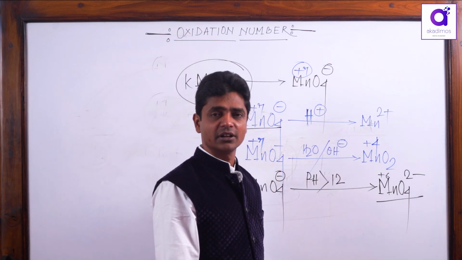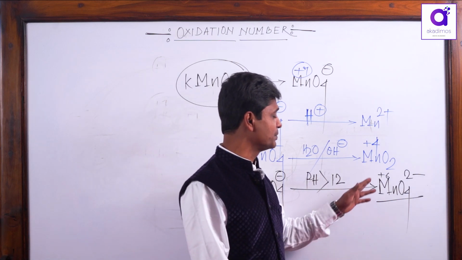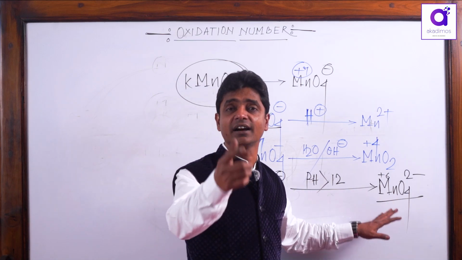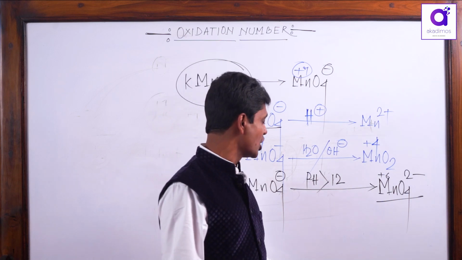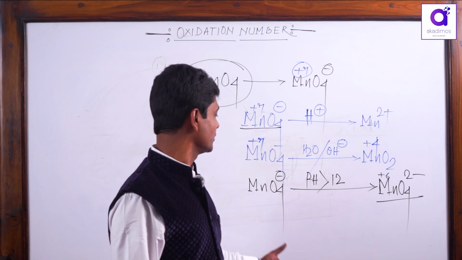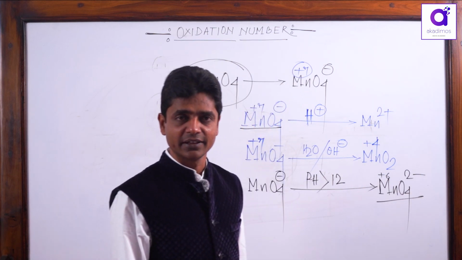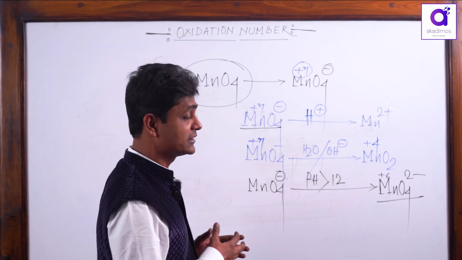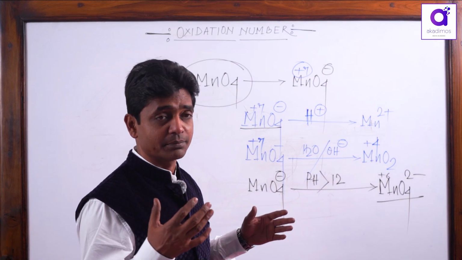It's a good oxidizing agent. An intermediate oxidation state compound like MnO2 or MnO4 2 minus, which is green color, will undergo disproportionation readily in acid media. Only in alkaline media, where pH is greater than 12, MnO4 minus does not exist and MnO4 2 minus will exist. From the oxidation number, you got the idea why MnO4 minus is a very good oxidizing agent, and we use it in practical chemistry.